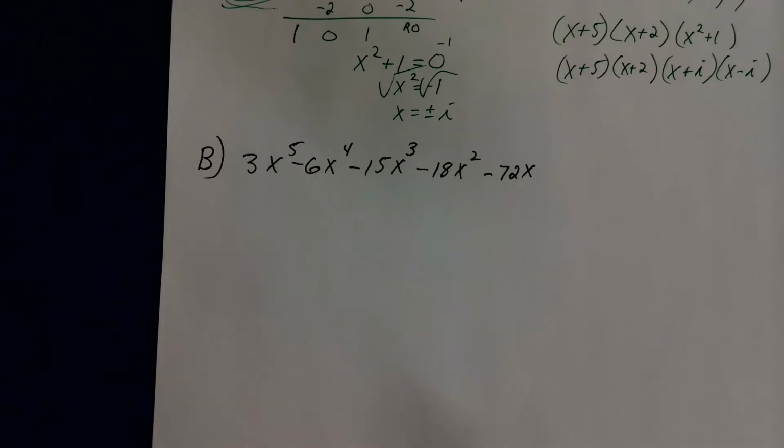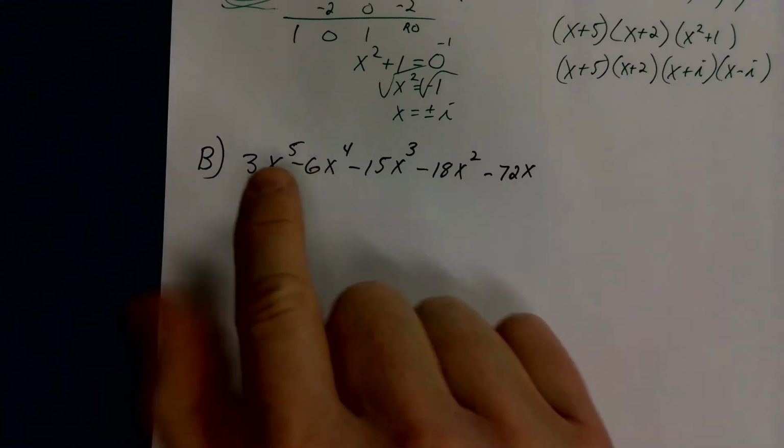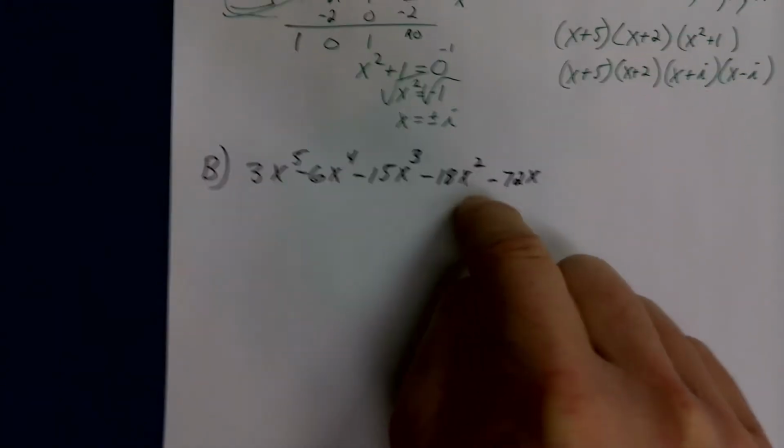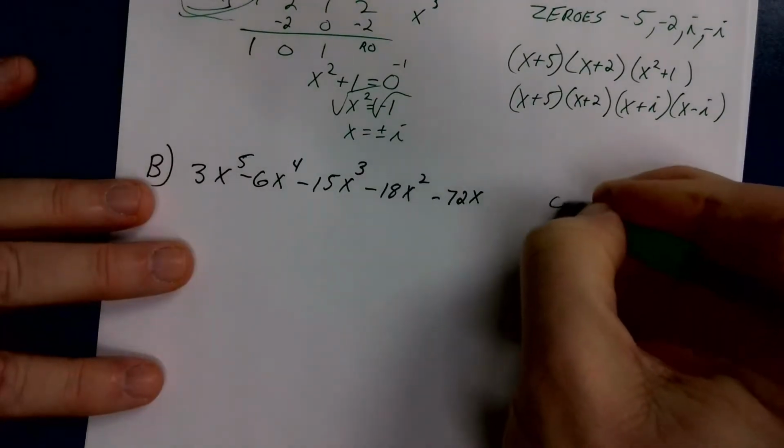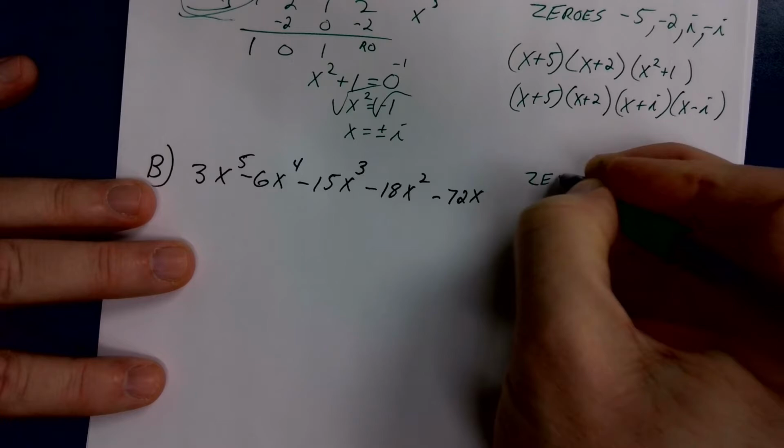So step number 1, what should I do? I saw it. Look, do you guys see it? There's an x on all 5 of those terms. I can pull an x out, which means if I can pull an x out, I know that one of my zeros has to be 0.